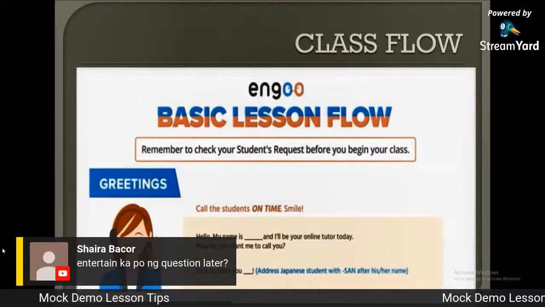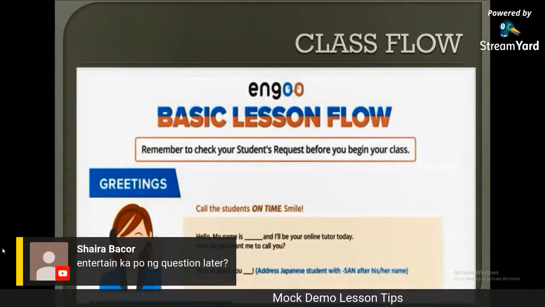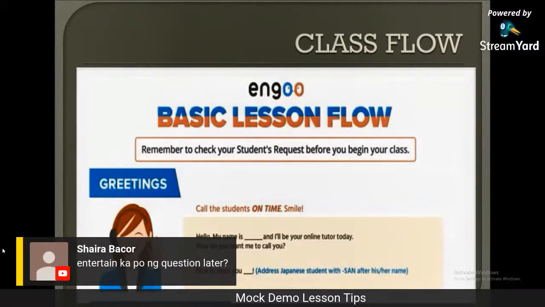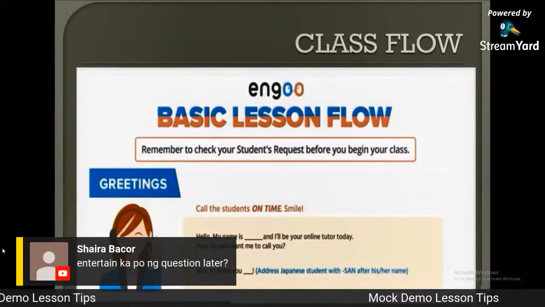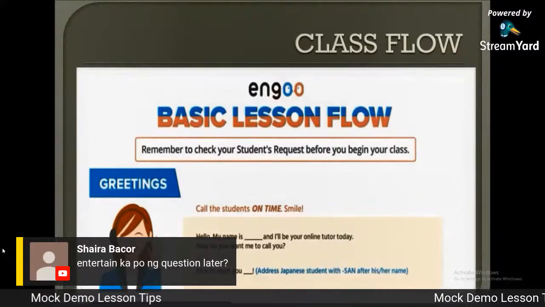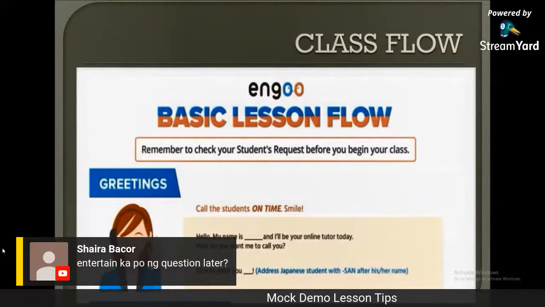So, the first part of the class flow is the greeting part. But before you do the greeting, you need to check your student's request before you begin your class. Later on, I will show you an example of a student's request. Okay, now let's start with the greeting. Please call the students on time. Do not be late. We only have a 5-minute grace period, but still, since this is your actual demo lesson, please do not be late. Remember, first impressions last. Okay?